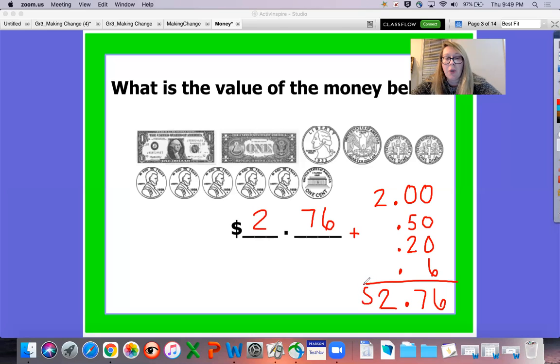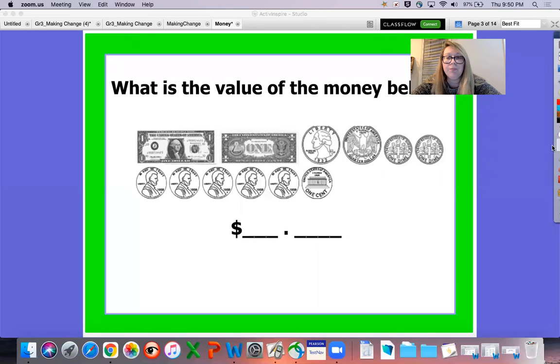$2.76. So pause this if you need to and check your work. If you did not get $2.76, what was your mistake? Did you leave your quarters out? Did you leave your dimes out? Pause and see what you did now. If you got it right, fantastic job. All right, let's just do a couple more, okay?